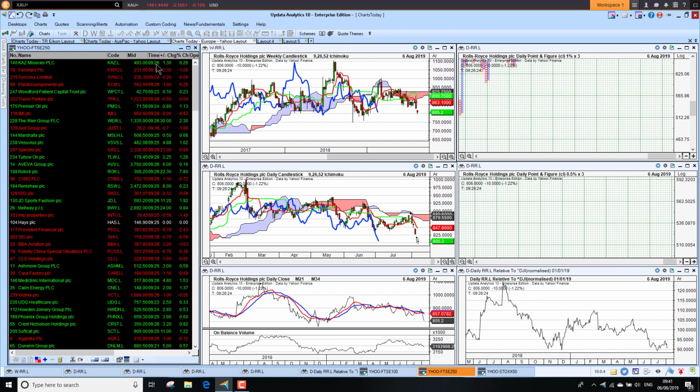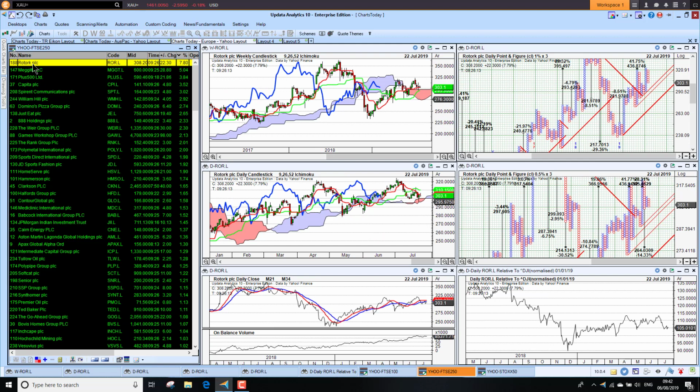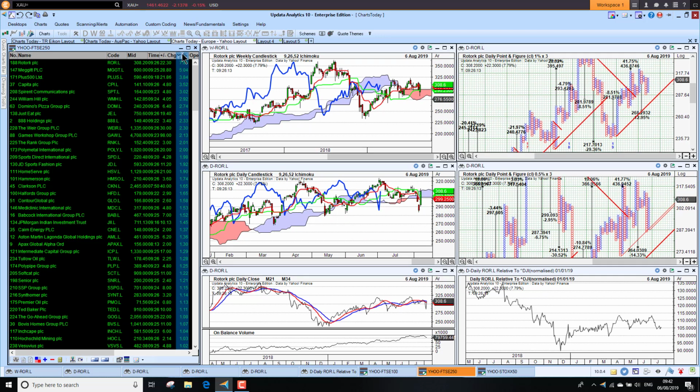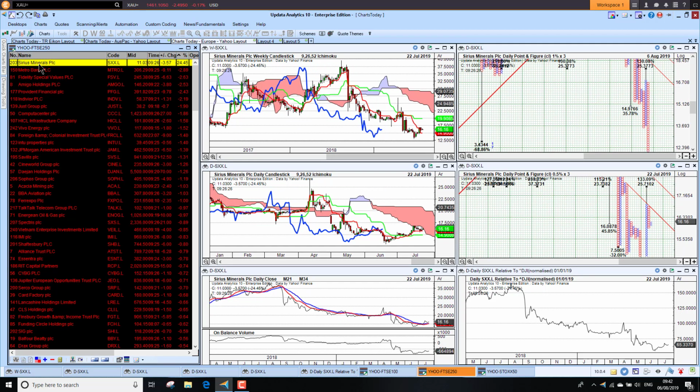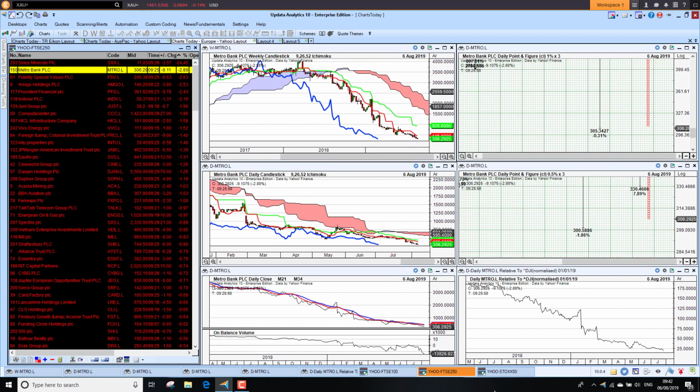In the FTSE 250, we're seeing Rotork the best performer, up 7.8%, and if we look at Sirius Minerals, they are massively down this morning, down 24%. And then Metro Bank is down a further 3%, just struggling there too.